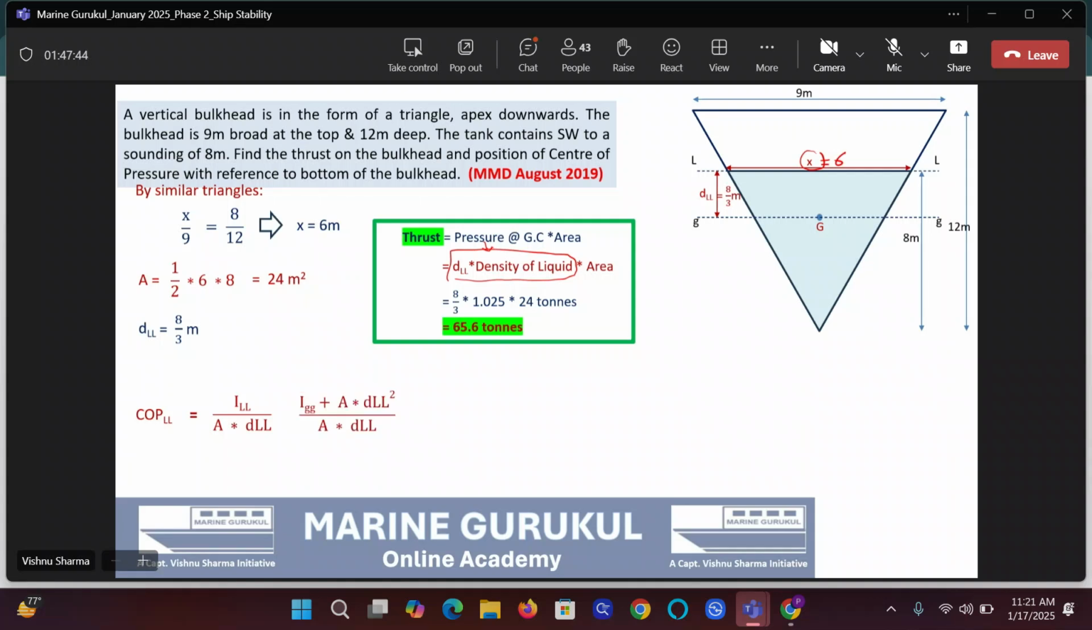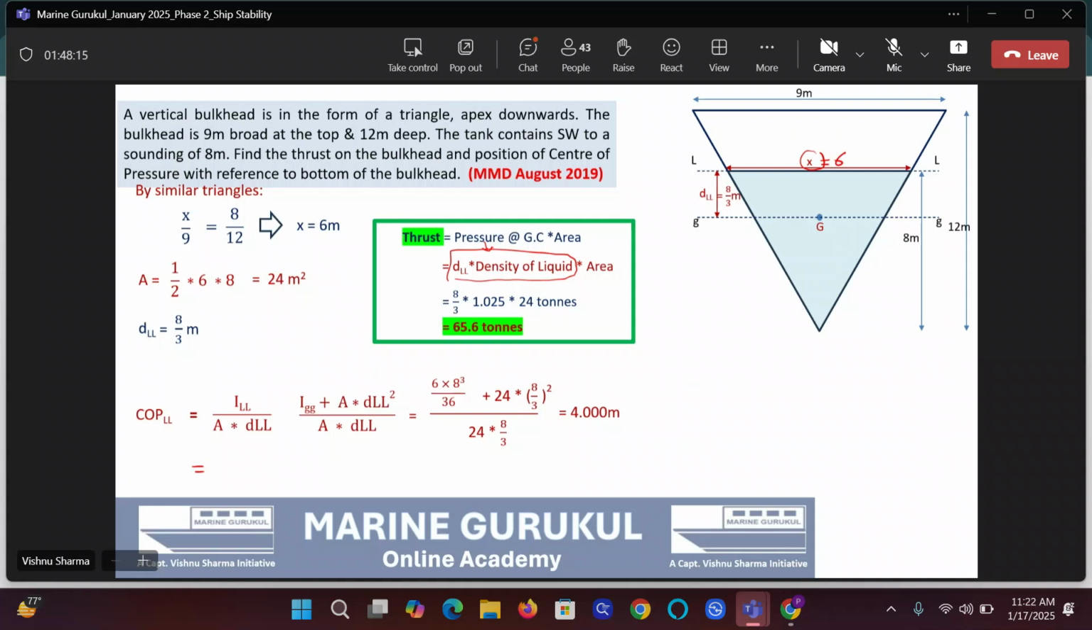I have used the theorem of parallel axis. If I have to use it, it will be IgG plus A into DLL squared. IgG for me will be BD cube by 36. I have done it the longer way and it comes to 4 meters. And what can you do as a shorter way? You can just take it like this, with the base.